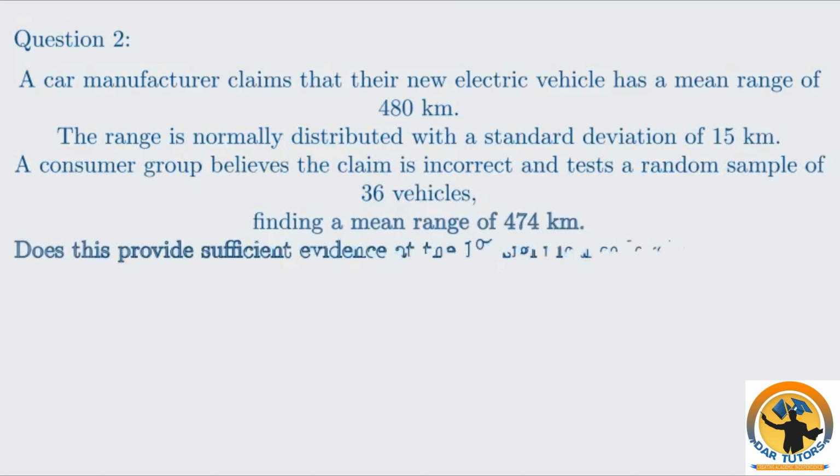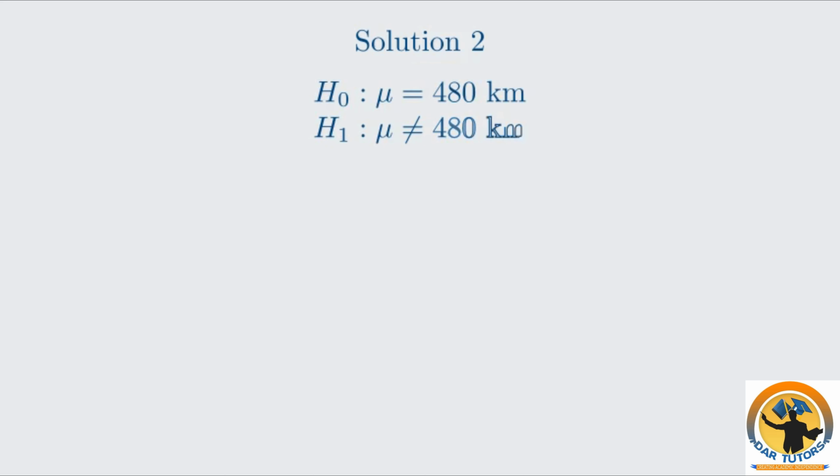Here is question 2. Here is the solution to question 2. The consumer group believes the claim is incorrect, which implies they are interested in any deviation from 480 km/h, either higher or lower. This is a two-tailed test. So H naught is mu equals 480, and H1 is mu is not equal to 480. The significance level is 1%, which is alpha equals 0.01.